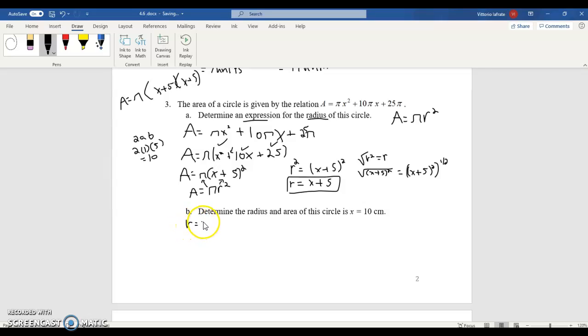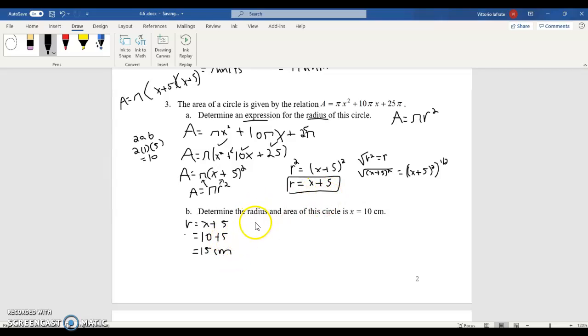We know that radius is x plus 5. And we're going to go and we're going to replace that x by 10. So 10 plus 5. So our radius is going to be 15 centimeters.